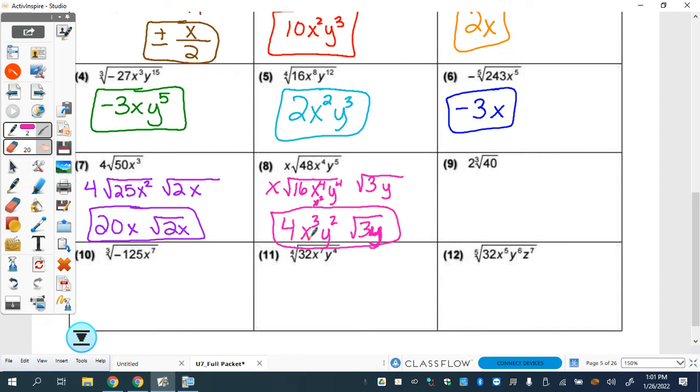All right, 9 is a cube root. So what is the largest perfect cube that goes into 40? 8. So this is going to be cube root of 8, and then the cube root of 5, because 8 times 5 is your 40. Cube root of 8 is 2. And then times the 2 that's already there gives me a 4. And then I got my cube root of 5.